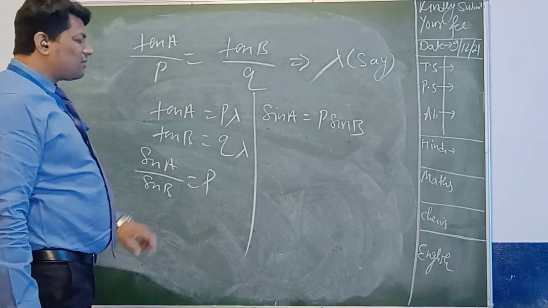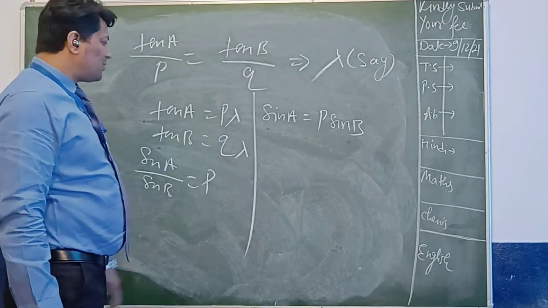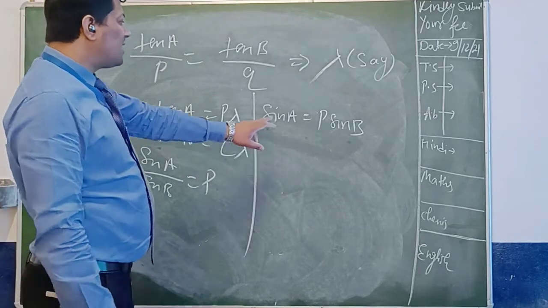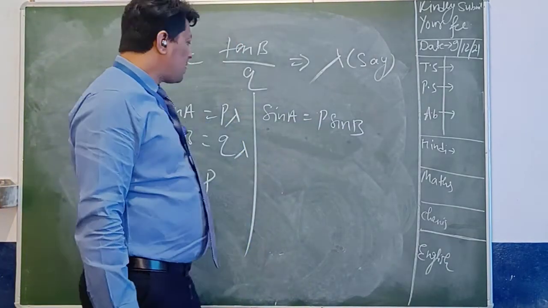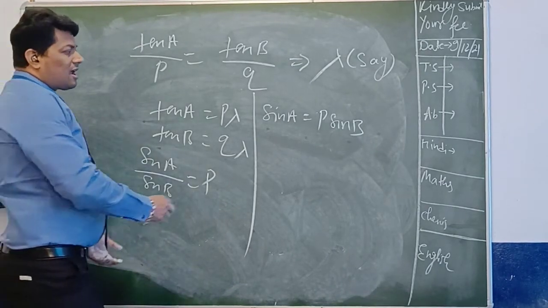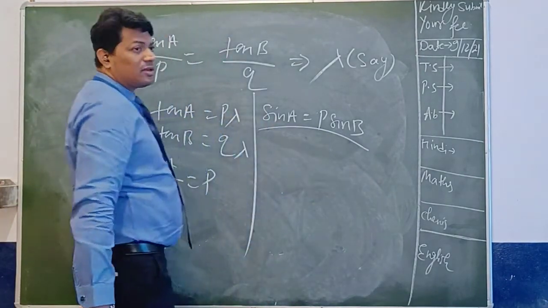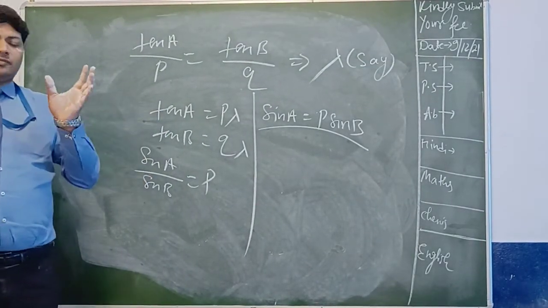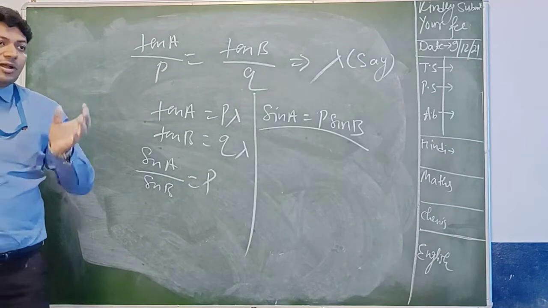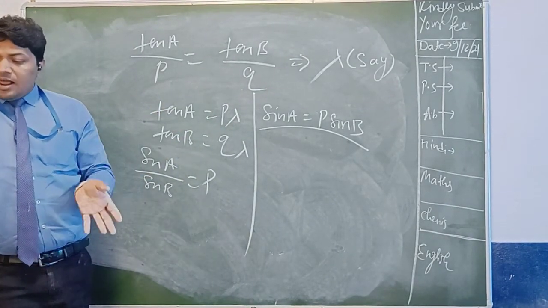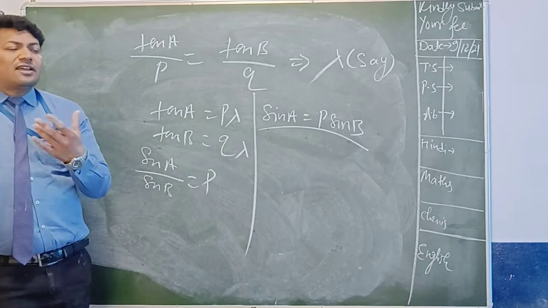Tan A equal to P lambda and tan B equal to Q lambda. Sin A upon sin B equal to P, so sin A equal to P sin B. Is it clear? And here you are getting sin A equal to P sin B. We do it this way because actually we don't have the value of lambda. Clear? Sin A equal to P sin B. Now what do we have?